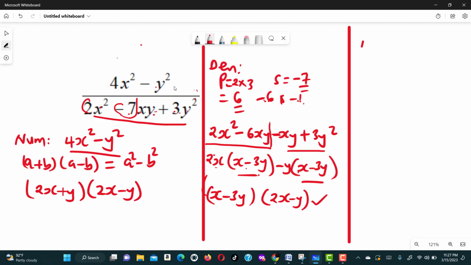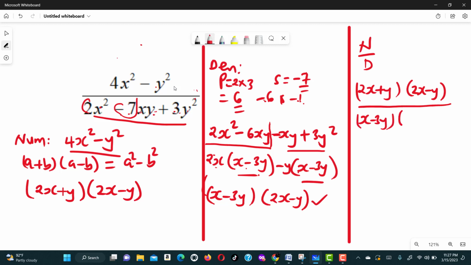From there, we find the numerator over denominator. Our numerator is (2x plus y) multiplied by (2x minus y), and our denominator is (x minus 3y) multiplied by (2x minus y). We cancel what is common, and the final simplification of the whole expression will be (2x plus y) divided by (x minus 3y).